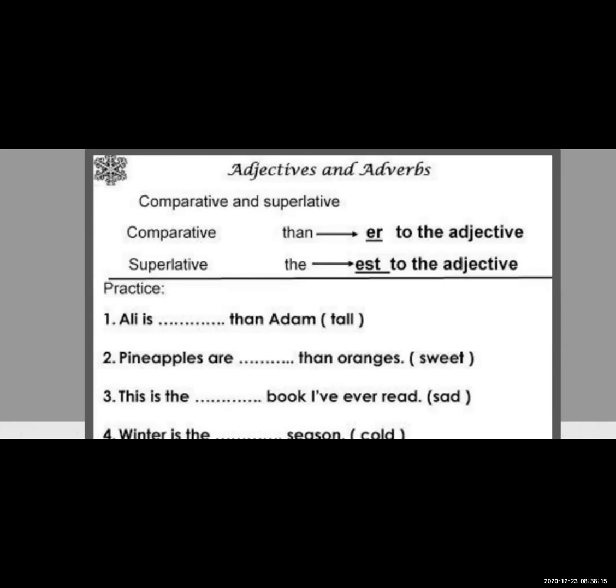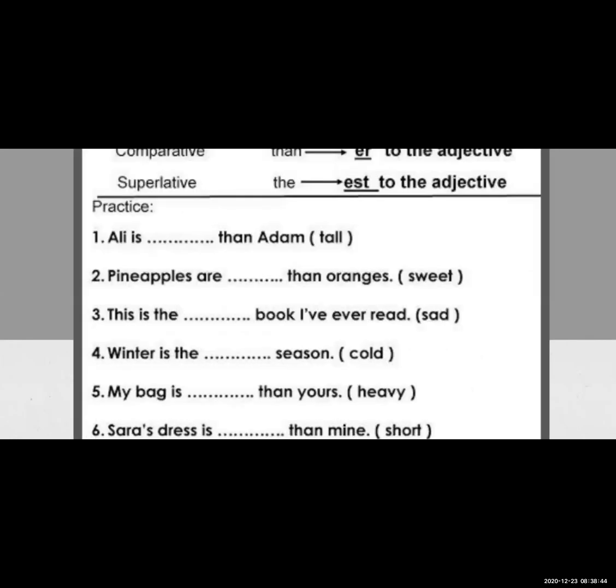Not necessary every time it will be there in the bracket only, but you have to find which adjective is to be used and you have to add "est." In the superlative form you have to add "est." In the comparative form you have to add "er," except the exceptions, like good and bad. Bad will become "worse" in the comparative form and good will become "better." So pineapples are dash than oranges.